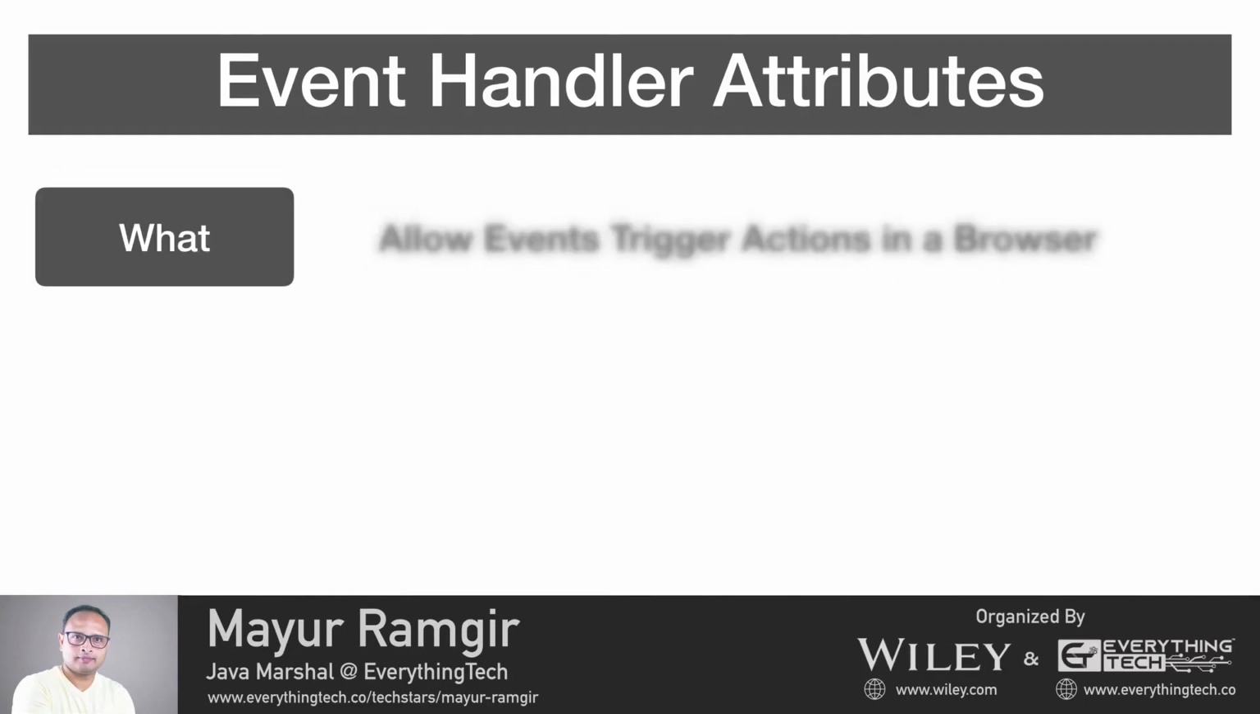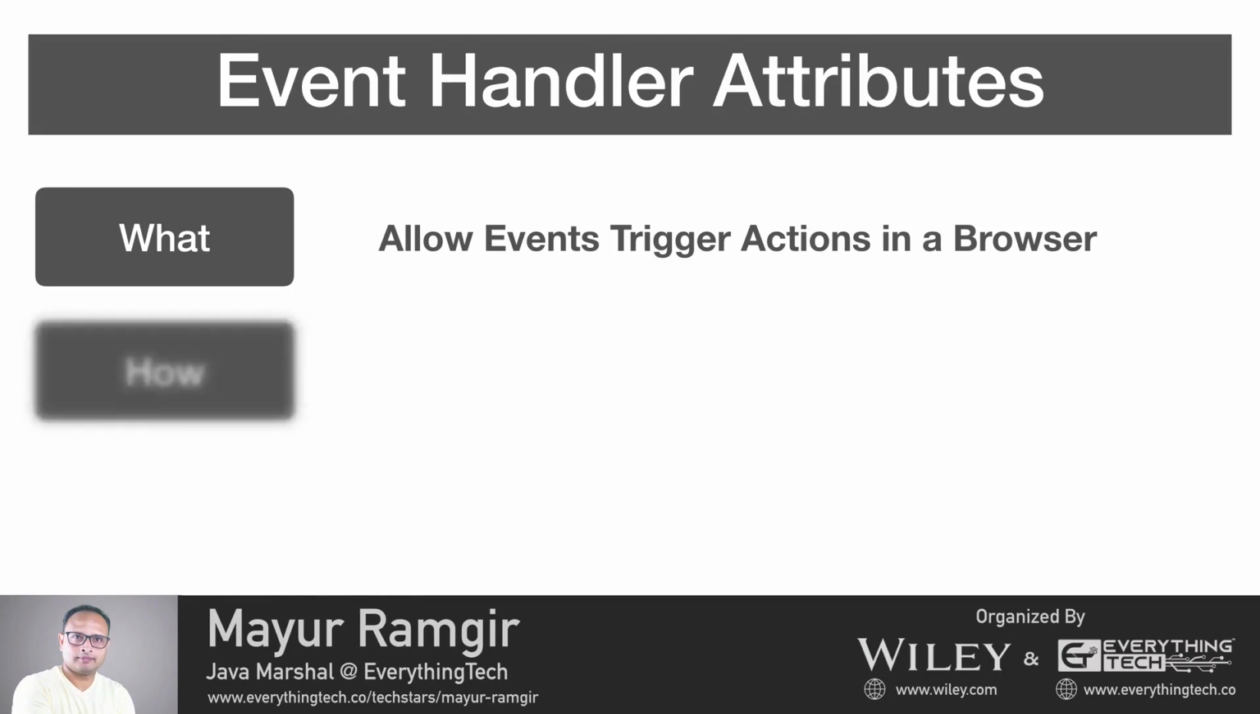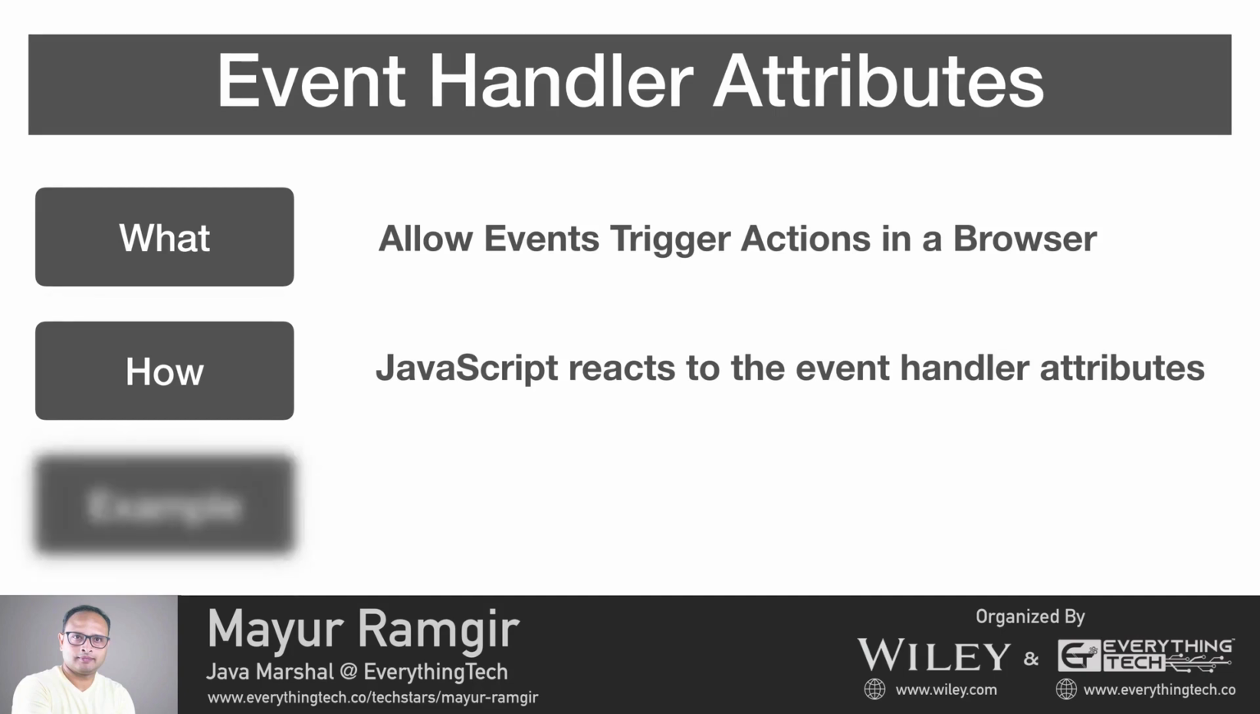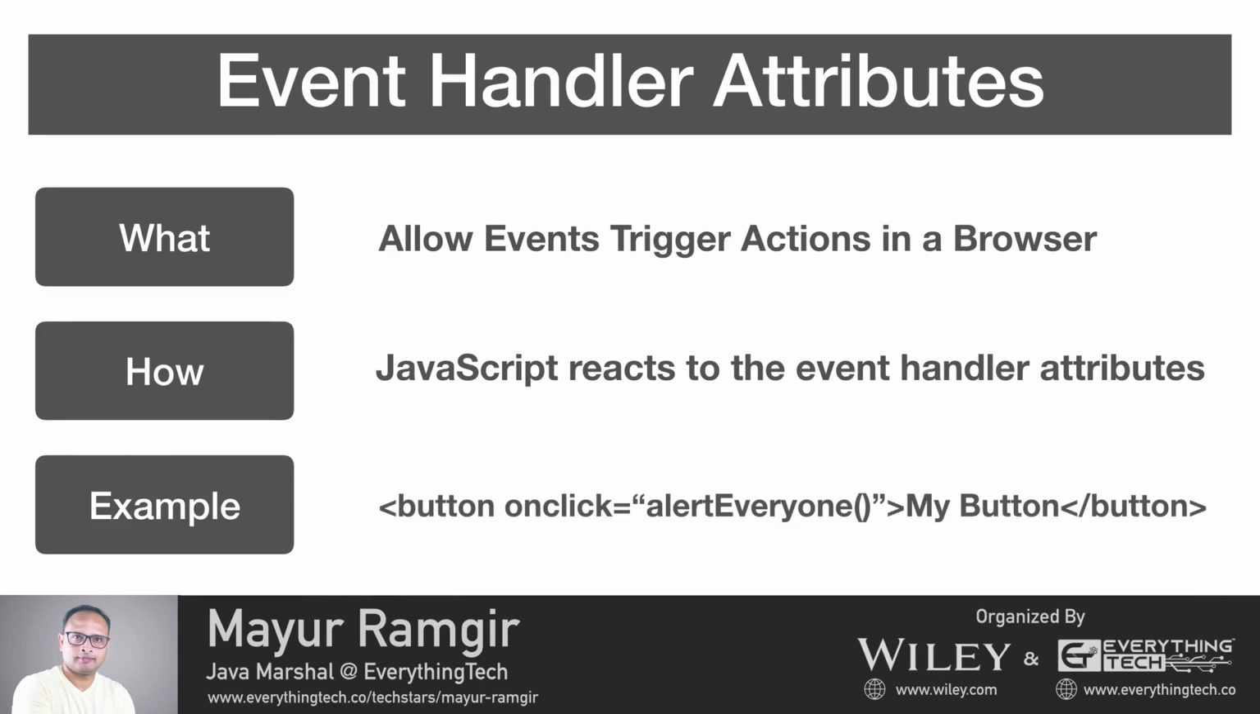Event handler attributes. Event handler attributes trigger actions in a browser based on events. How does it happen? JavaScript, on which jQuery is built, can react to the event handler attributes. As you can see, the button element has an onClick attribute, which triggers the alertEveryone function in JavaScript. So whenever you click on this button, it will trigger this alertEveryone function.